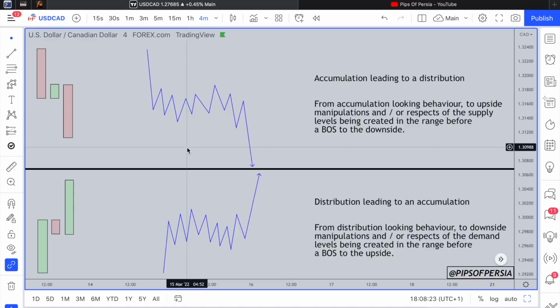And exactly the same for a reaccumulation as well, or a base rally on the higher time frames is the same as a reaccumulation on the lower time frames, and it's a distribution leading to an accumulation. So from a distribution looking behavior to downside manipulations and respecting levels of demand. Well, we already know this, so let's move past it. I want to talk about some factors that help you trade them before we get into the actual breakdown.